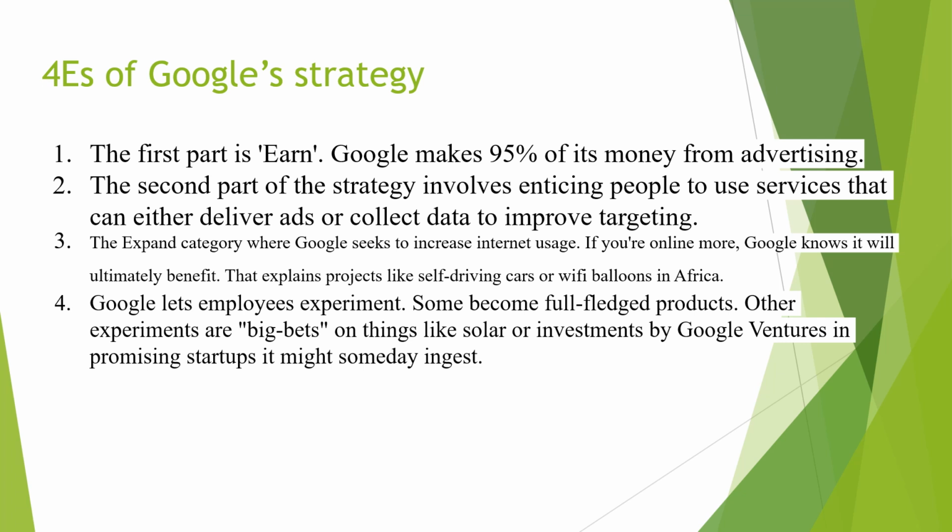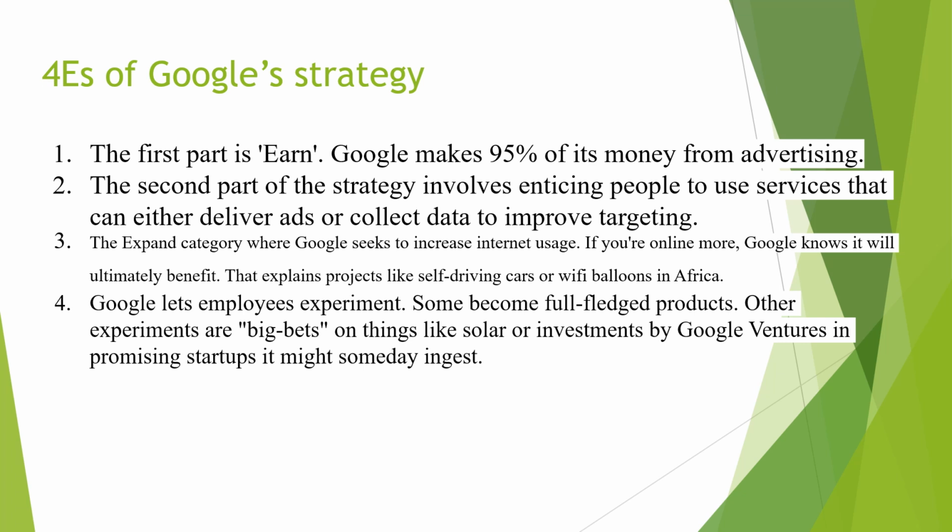Through whatever application we are opening, we are getting an ad, right? For that, Google gets money. The second part of the strategy involves enticing people to use services that can either deliver ads or collect data to improve targeting. Then the expand category, where Google seeks to increase internet usage. If you are online more, Google knows it will automatically benefit, right? So it will tempt the customer to always be online. That explains projects like self-driving cars or Wi-Fi balloons in Africa. These are some of the examples.